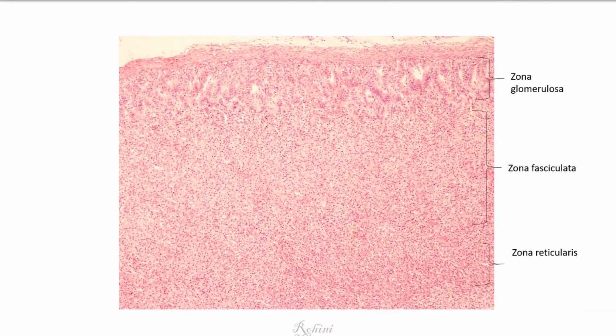This slide is hard to identify, but the key is to look at the arrangement of cells right beneath the capsule. Here we see the layer of zona glomerulosa, with tall columnar cells, arranged in an inverted U-shaped pattern. The next layer, which is the largest in the cortex, is the zona fasciculata, with polyhedral cells arranged in cords.